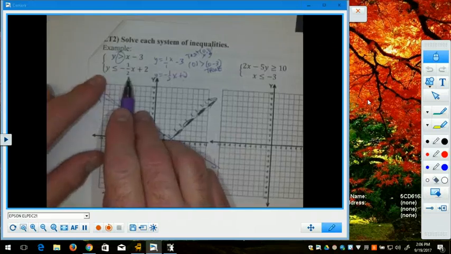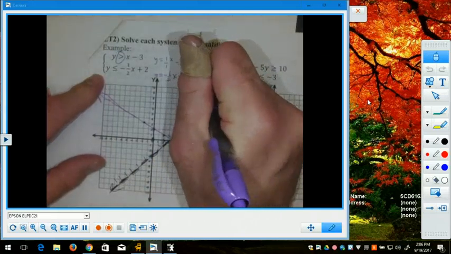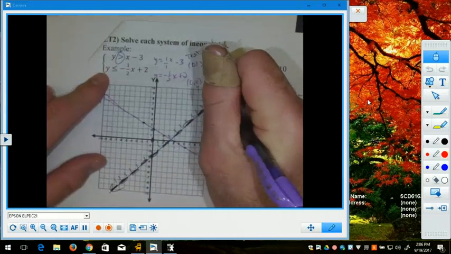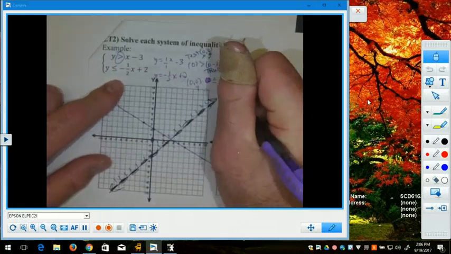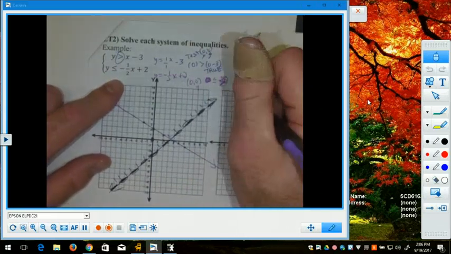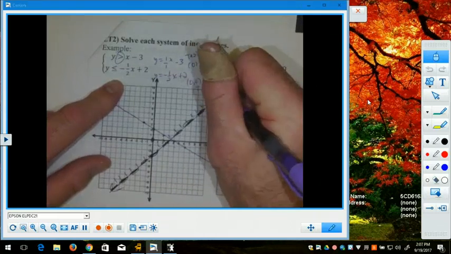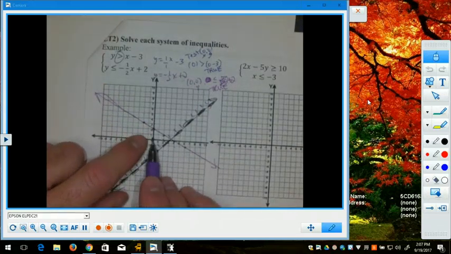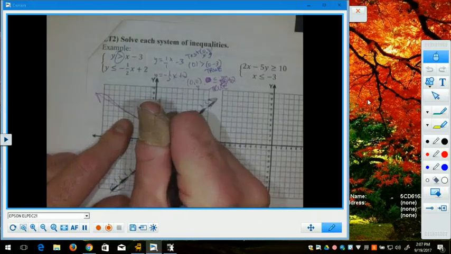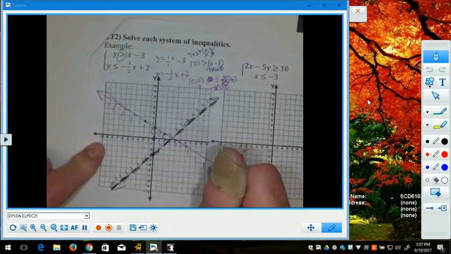Now looking at this inequality, 0, 0 is not a point on it, so again I'm going to test 0, 0. When I plug in 0 for my y, I have 0 is less than or equal to negative 1/2 times 0 is 0 plus 2. And 0 is less than or equal to 2. That is a true inequality. So that means that 0, 0 is also a solution to my purple line. So this side of the purple line would be shaded.